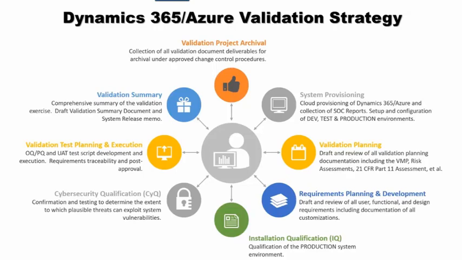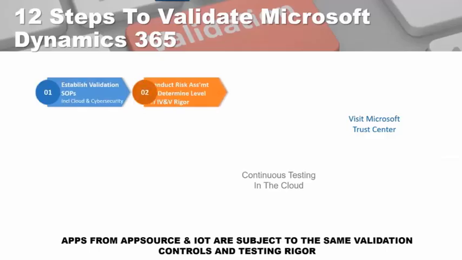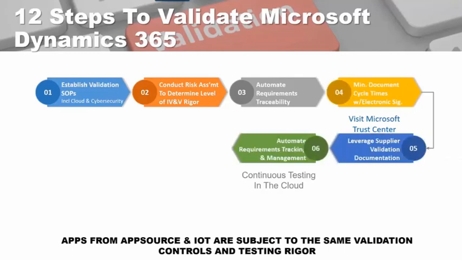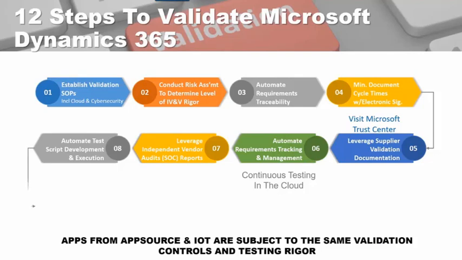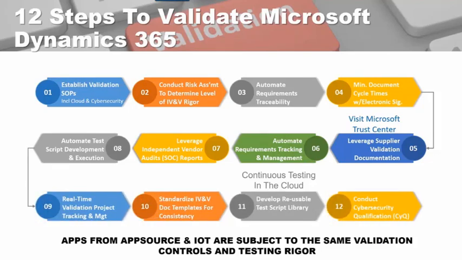So there are 12 key steps that you need to pay attention to when you're doing this. First, get a set of SOPs in place for validation. Now, today, attending this workshop, I'm going to give you a cloud and cybersecurity SOP if you don't already have one. You want to conduct a risk assessment to determine the rigor of validation and what you need to do. You also want to determine and automate requirements traceability. You want to minimize your cycle times by adopting electronic signature.